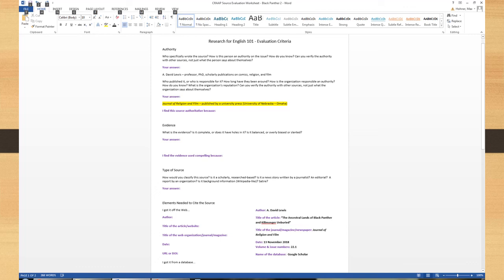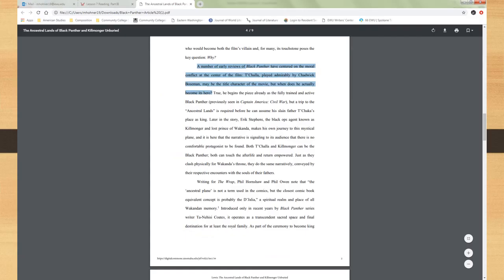Even though I found it on Google Scholar, it's not really popular. It's a scholarly source. It kind of treads that line. It talks about more popular things, and it's not quite as scholarly focused as that last one we looked at, but it's published by a university press, and the authors are mostly professors. So it's still fairly scholarly. So this seems pretty reliable, but again, I want to look at that evidence to make sure. So again, I found a quote. We'll see if it passes my smell test for my knowledge of Black Panther. A number of early reviews of Black Panther have centered on the moral conflict at the center of the film.